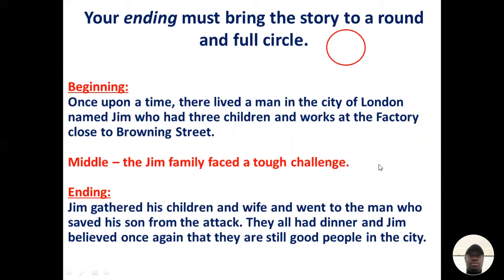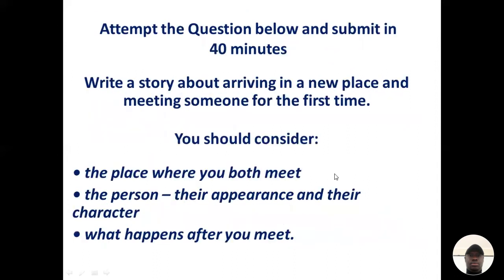You have to create the challenge. Okay? At the ending, Jim gathered his children and wife and went to the man who saved his son from the attack. They all had dinner. You can see the beginning, everything was fine. The middle, there was trouble. And at the end, they became happy again. So it must form a full circle. Okay? So this is what you are going to attend.